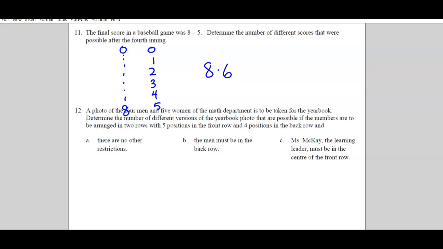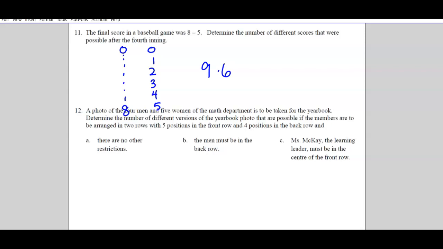Oh gosh, what am I doing? Now I'm getting messed up. Sorry, 9 times 6. Okay? So you could have 9 P 1. No, what am I doing? We'll just leave it 9. Don't use that, please.